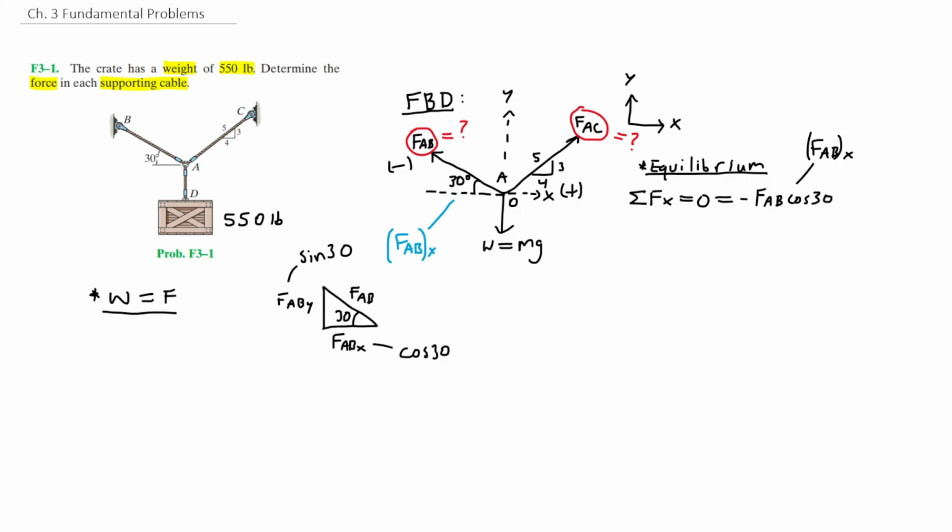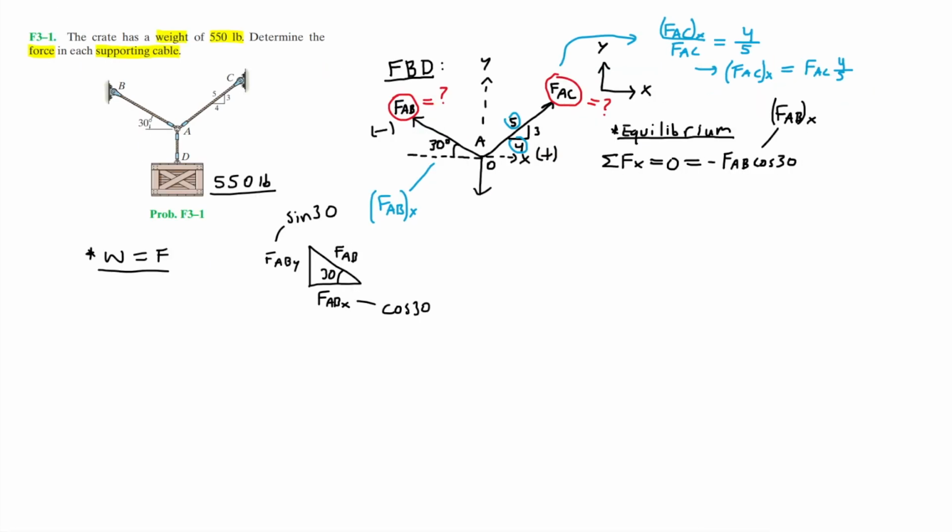Now for FAC, we have the small slope triangle. For the x component, we will be looking at the 4. Using proportions, we'll have FACX over FAC equals 4 over 5. Here the 5 is the hypotenuse of the triangle, and that's also FAC. Hence, solving for FACX, FACX will equal FAC times 4/5.